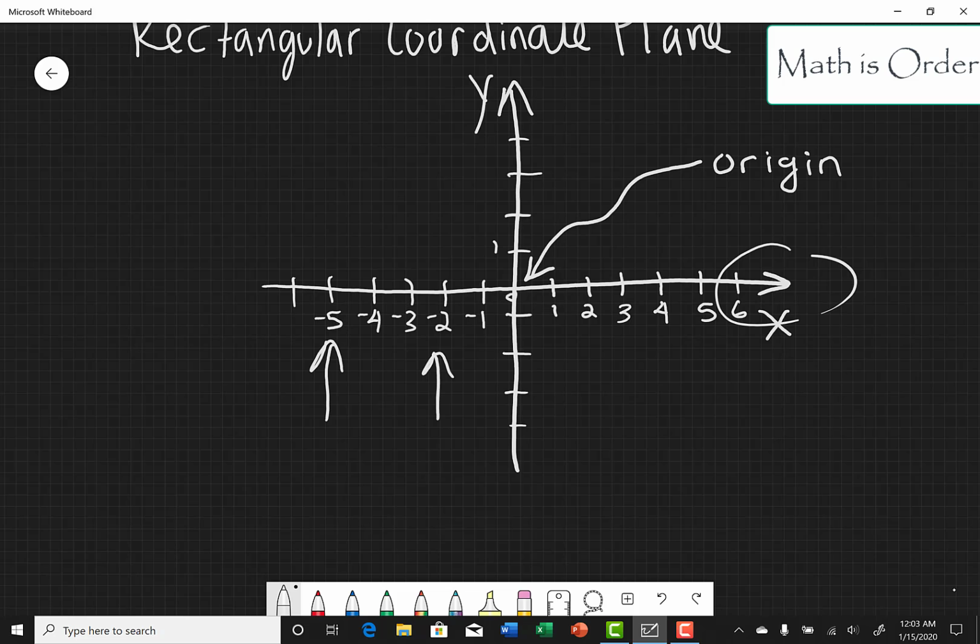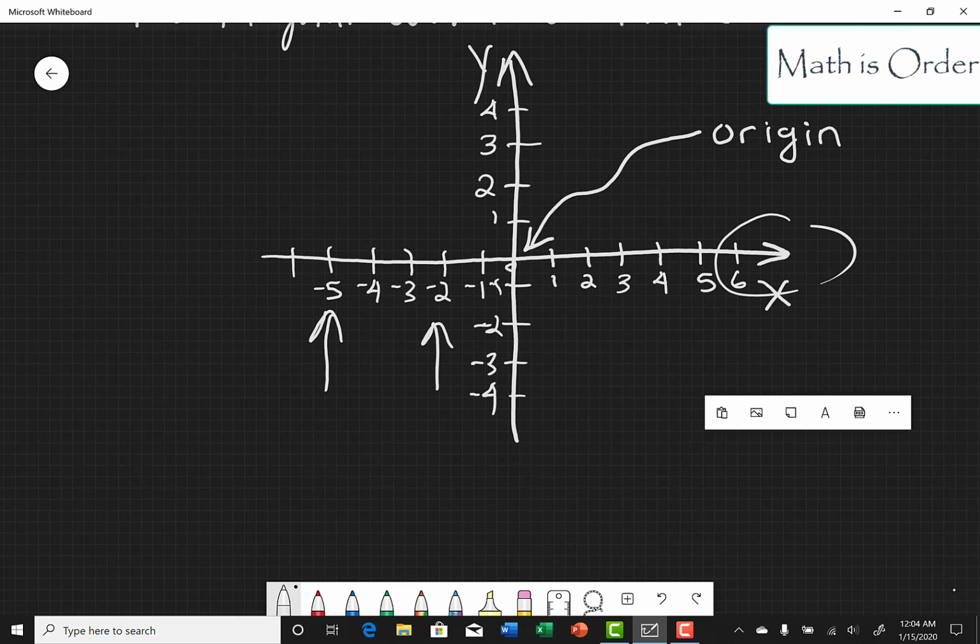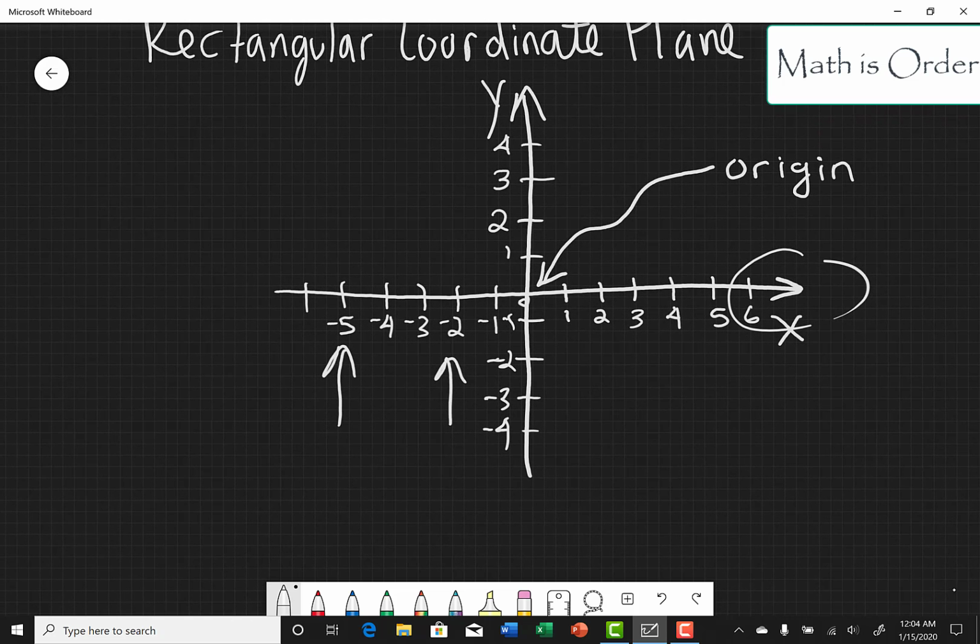And let's go ahead and write the values for the y-axis in a similar way, just up and down. 2, -3, -4. And the coordinate plane is useful for specifying location and in daily life for making maps.